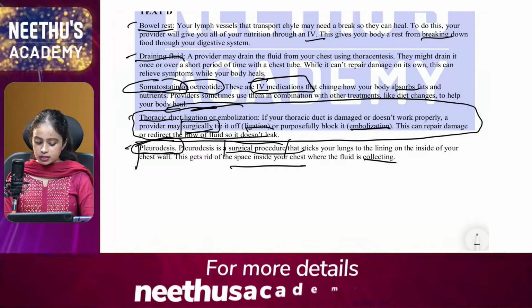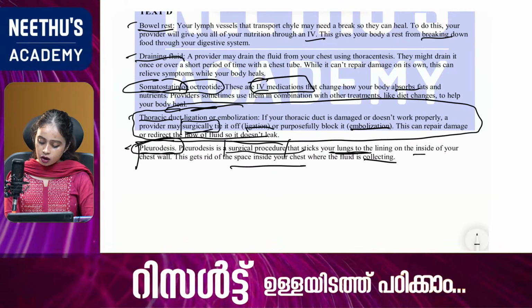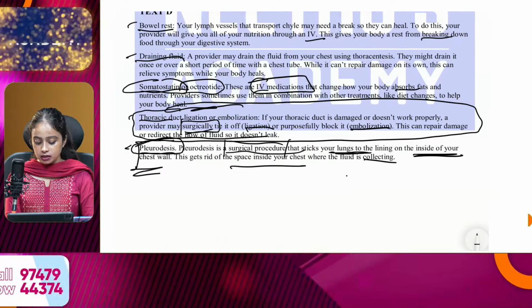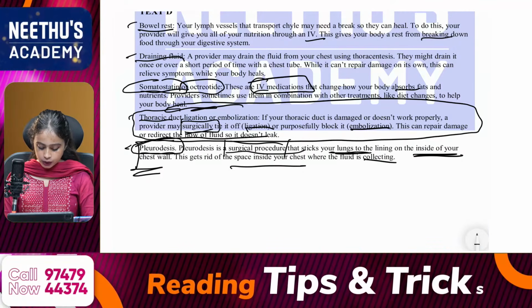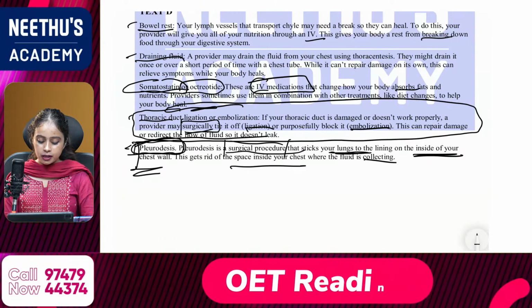Pleurodesis is a surgical procedure that sticks your lungs to the lining on the inside of your chest wall. This gets rid of the space inside your chest where the fluid is collecting. So the answer should be from text D. Pleurodesis should be the answer.